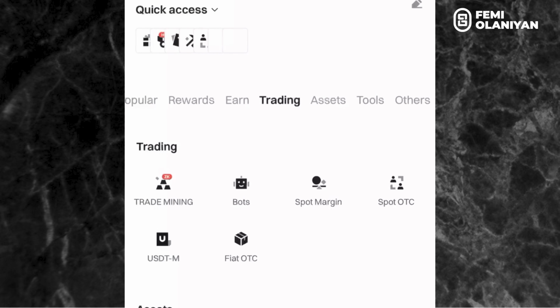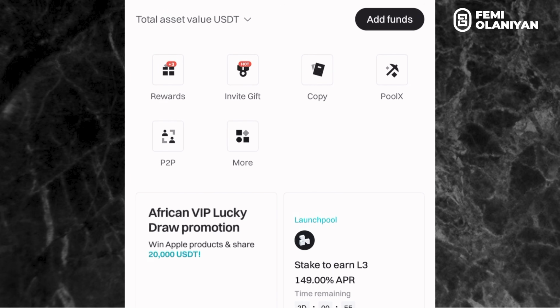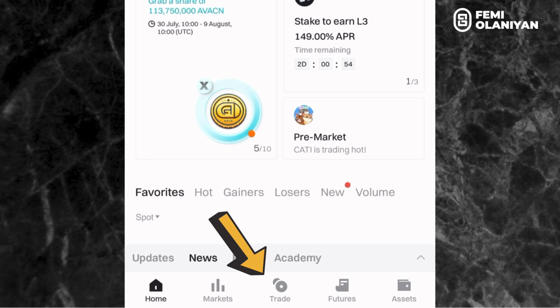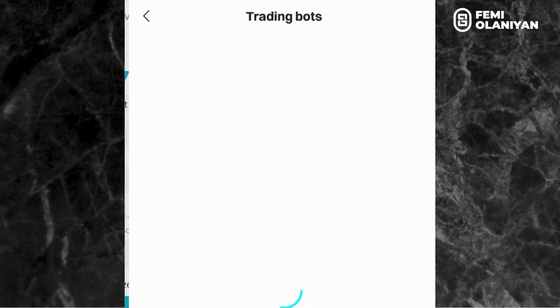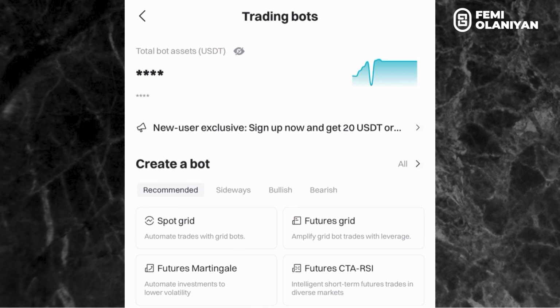But in case you don't want to go through the home page, you can go through the trade page. At the bottom side of the screen, you will see where you have trade. Once you click on trade right here, at the top, you see where you have bots. So once you click on it, it will also take you to the trading bot page.